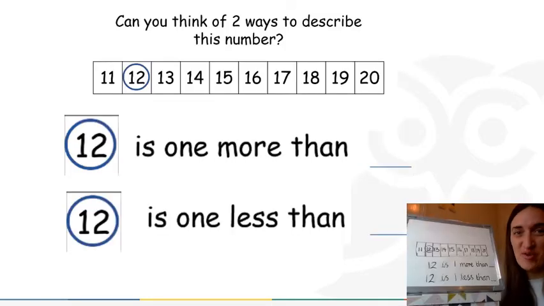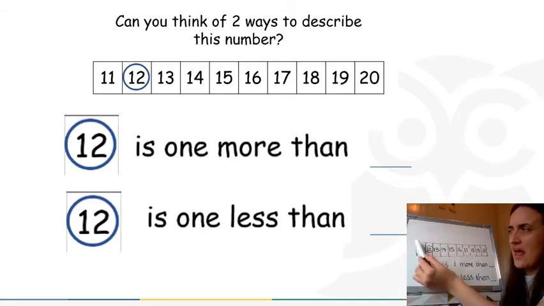Okay, it's your turn now. Can you think of 2 ways to describe this number? The number is, so I would like you to think, what is this number? What's the number? 12. 12 is 1 more than, and 12 is 1 less than.